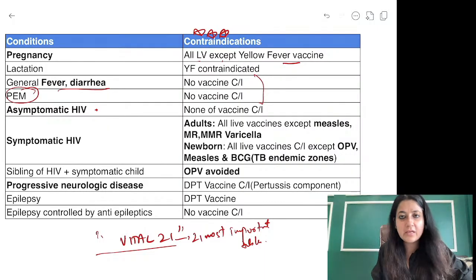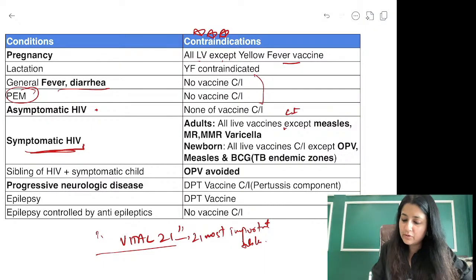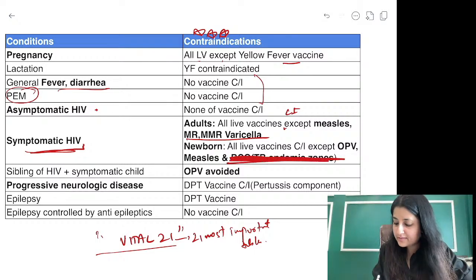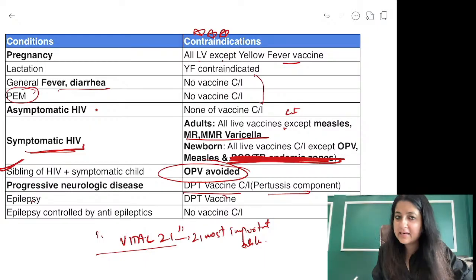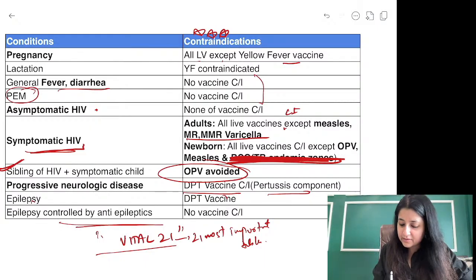Asymptomatic HIV positive but no symptoms, none of the vaccine contraindicated. Symptomatic में all live vaccines contraindicated, but to adults you can give varicella. Newborns में now we don't give BCG, so you can cut BCG. Sibling वाला MCQ है, sibling of HIV positive symptomatic child OPV is avoided. ठीक है. Progressive neurological disease DPT vaccine contraindicated due to pertussis component. Epilepsy again DPT vaccine, but epilepsy controlled by anti-epileptics, no vaccine contraindicated.